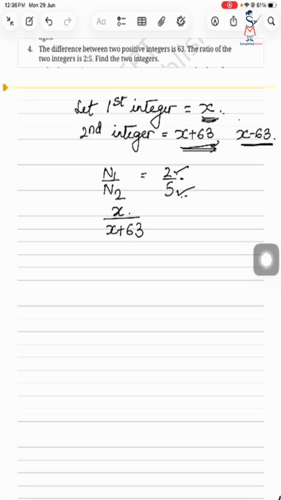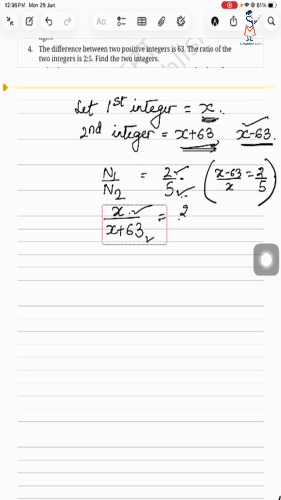You can even take x minus 63. In that case, the ratio will become x minus 63 upon x is 2/5. But we are not taking this. We are taking x as the smaller one and x plus 63 as the bigger one, x upon x plus 63 is equal to 2/5.